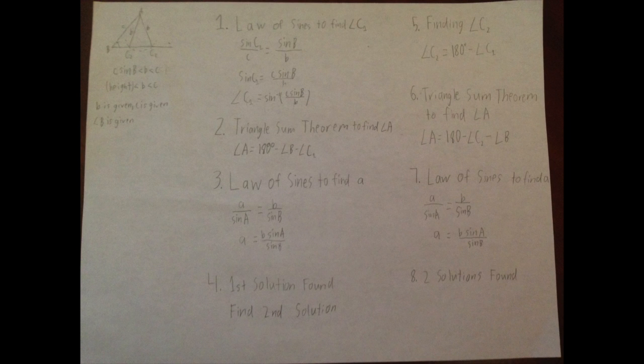Lastly, we use the law of sines to find length A. A over sine of A equals B over sine of B. A equals B times sine of A divided by sine of B. We now have our two solutions.